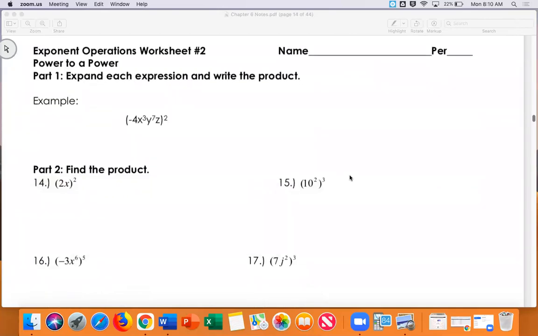All right, this one is power to a power. Kanye, do you remember what power to a power was? What did we do with the exponents? Oh, nope, hand raised, called on you. Can't take it back now. What do we do with power to a power?